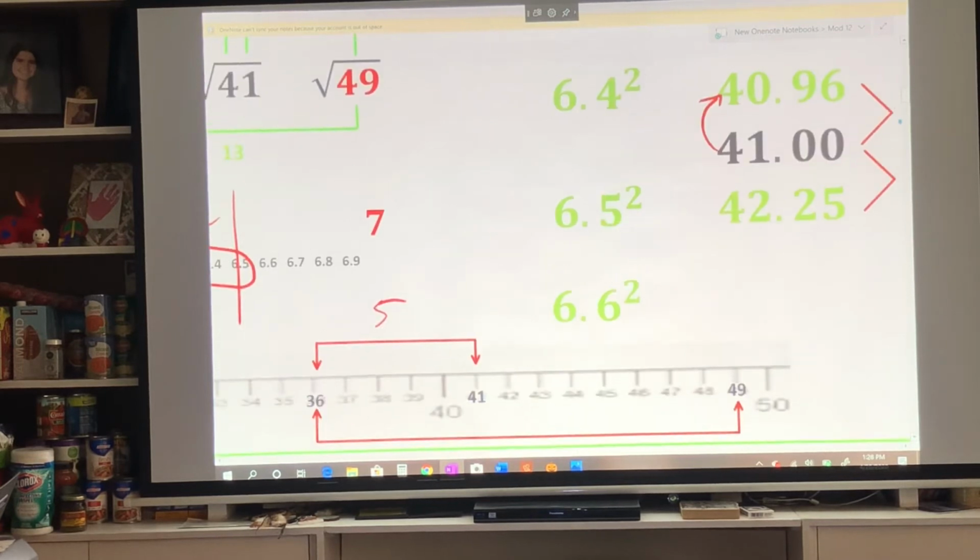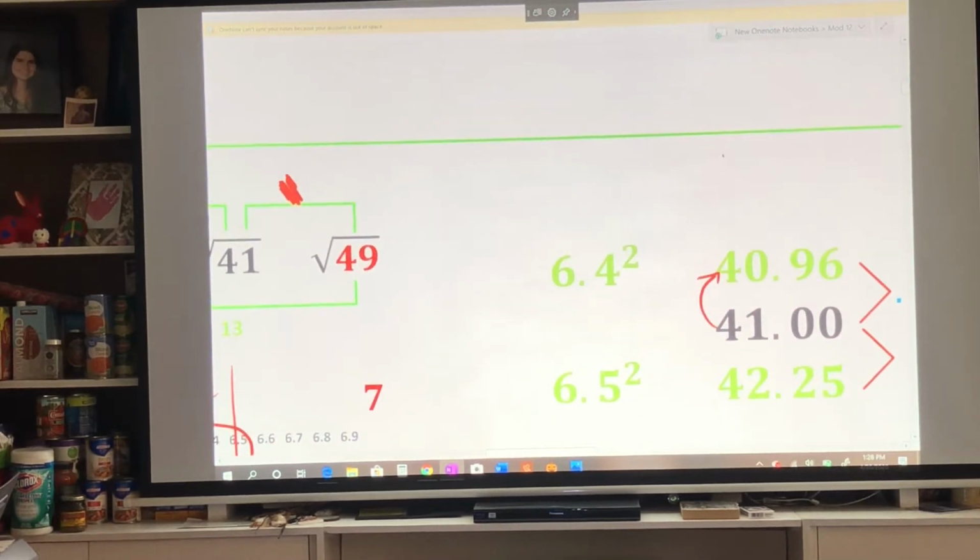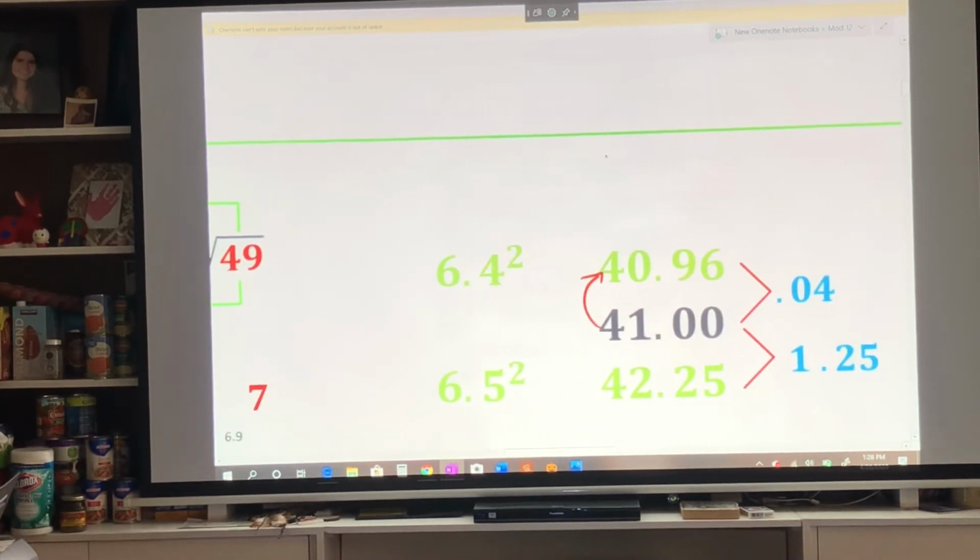And then we say, all right, let's start squaring some stuff. So I took 6.4 and 6.5. And when I squared 6.4, it becomes 40.96. And when I squared 6.5, it becomes 42.25. So then I want to see which one is it closer to, because the number we're looking for is 41, and it sits in between those two numbers. Well, if we're talking about money, the first one is only 4 cents away. It's 0.04. If I go from 41 to 42.25, that's $1.25. So we're only 4 cents away.